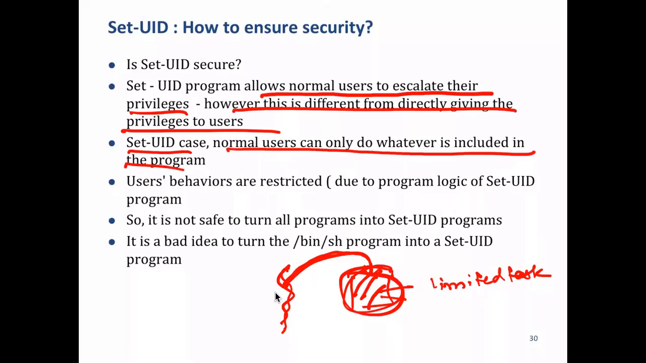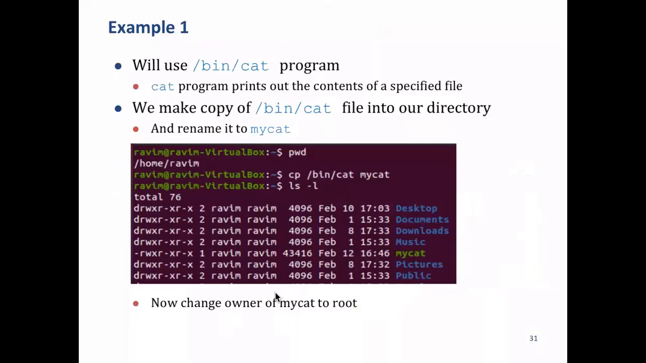Okay, so is it safe to turn all programs into set UID programs? No, this is a security threat. For example, the shell program cannot be made into a set UID program, because if it is, then the user can do anything. If you give root privileges to the shell program using set UID, then the user can do anything. So this is one such example. Another few minutes and then I'll stop.